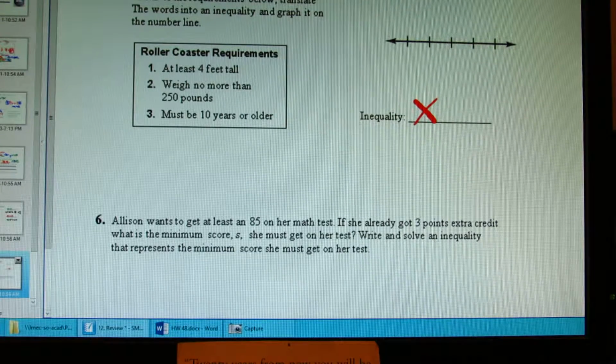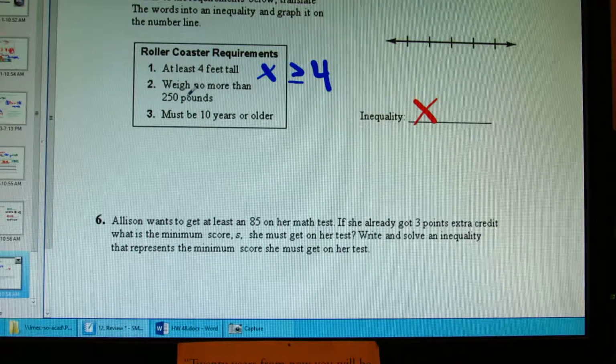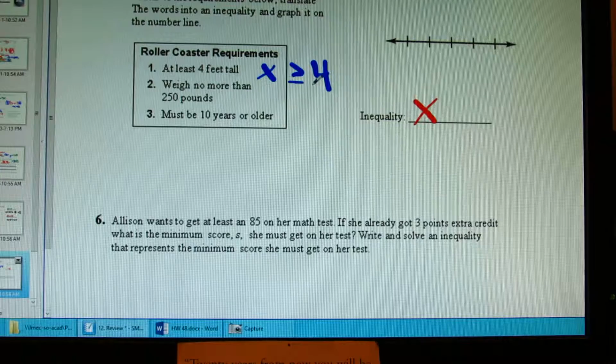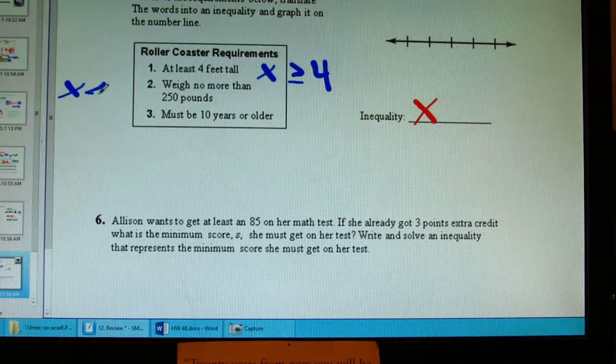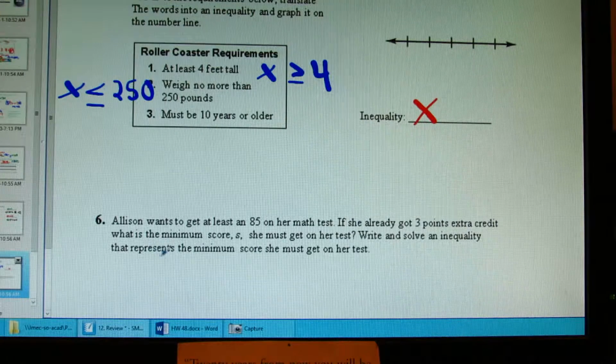All right, welcome back. At least 4 feet tall. That means at least I have to be greater than or equal to 4 feet tall. At least means like the minimum number I could be is 4. Weigh no more than 250 pounds. That means I don't want to weigh any more than 250 pounds. But 250 pounds is still okay. That's why it's equal to.